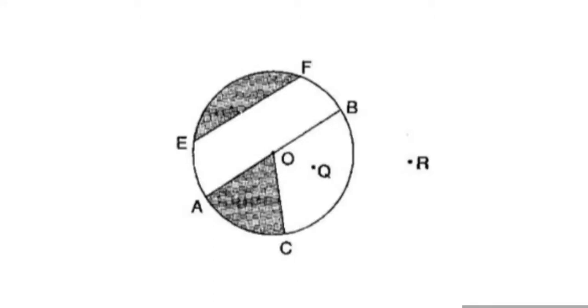Next one is sector. Which one is the sector? AOC. This is a sector. Now segment. Segment is where? EF. EF is a segment. Now a point in its interior. So take one point. That point is Q. So Q is an interior point. Next, a point in its exterior. Now we have to take one exterior point. So let it be R. Now last one, an arc. So we can say here AC. AC is an arc.